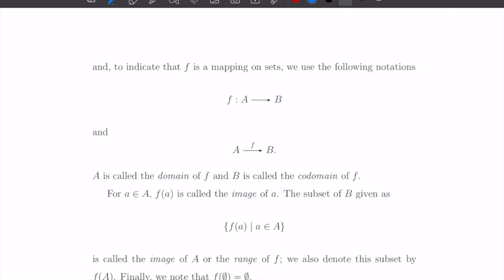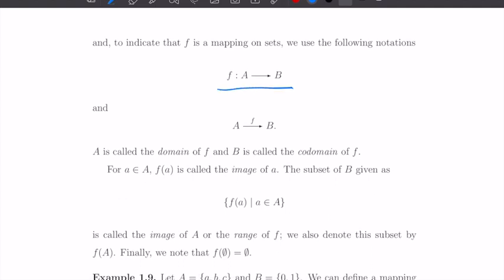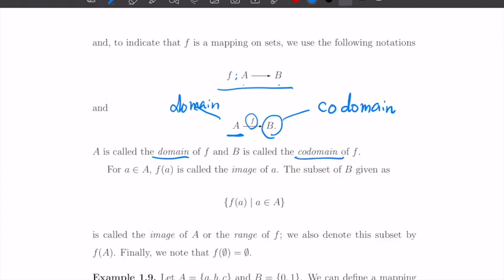And to indicate that F is a mapping on sets, we use this notation. So F colon A to B, or A to B and F is put here. Okay, and in this case, this is called domain, and this set is called codomain. Okay, A is domain of F and B is the codomain of F.